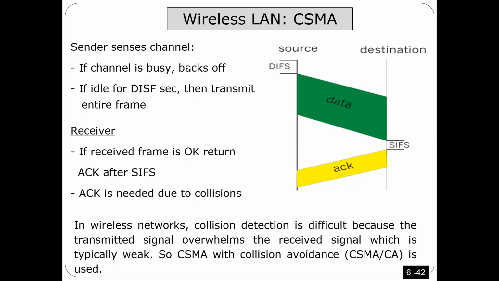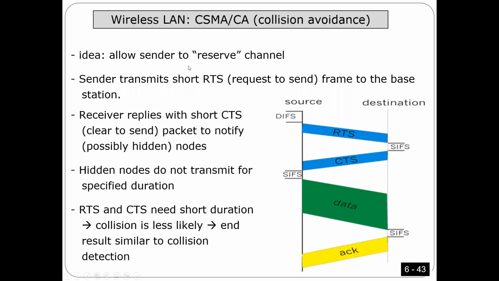The idea of collision avoidance is that it's more like a reservation. You want to reserve the channel. So before you transmit data, you have to transmit a short message. We call it RTS. RTS stands for request to send. Then the destination is going to send CTS. CTS is clear to send. It's okay now to send. Clear to send. After that, you transmit data, and you receive the acknowledgement.